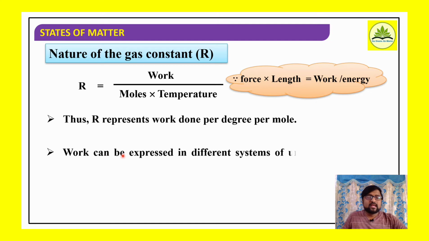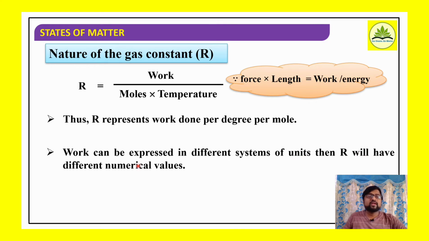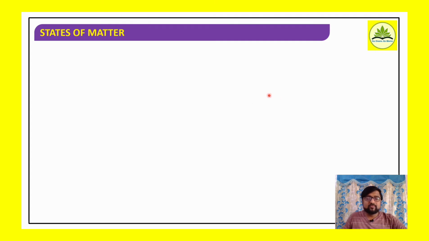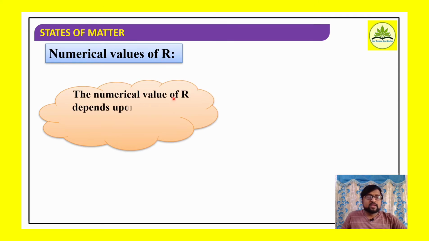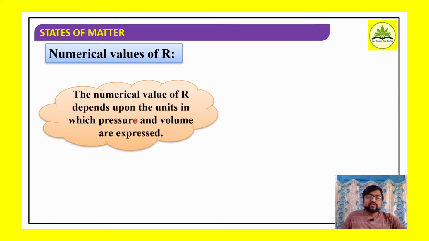This work can be expressed in different systems of units. We know that work done can be expressed in different systems of units. Therefore R will have different numerical values. R depends on the work done, or the units of pressure and volume. Now consider numerical values for the universal gas constant. The numerical value of R depends on the units in which pressure and volume are expressed.